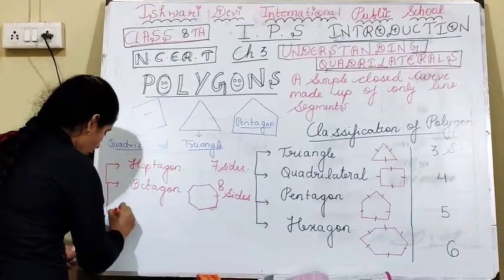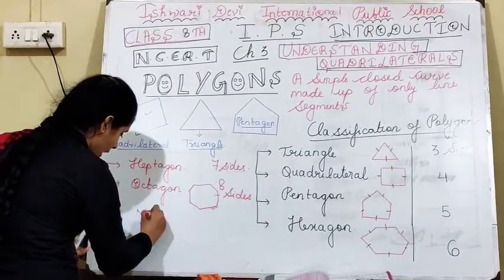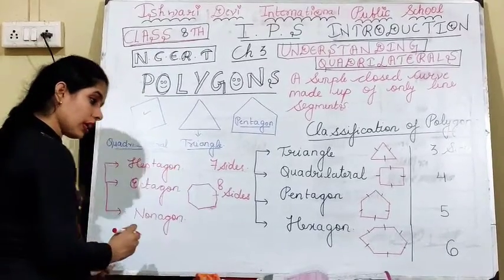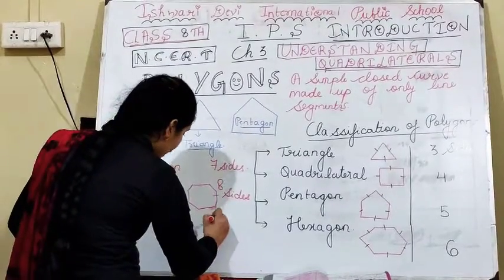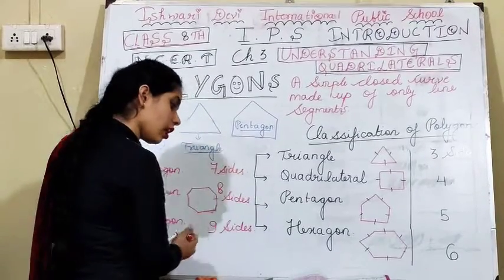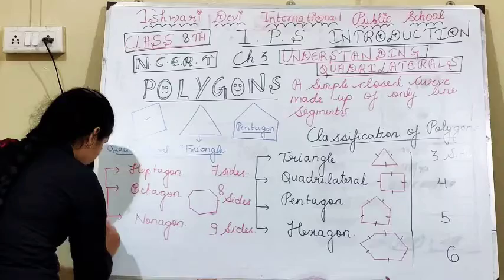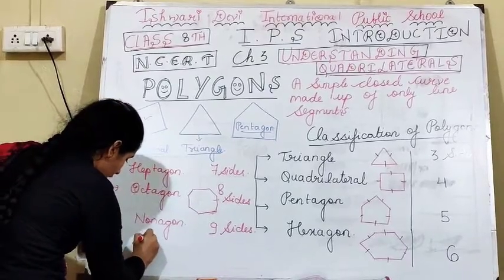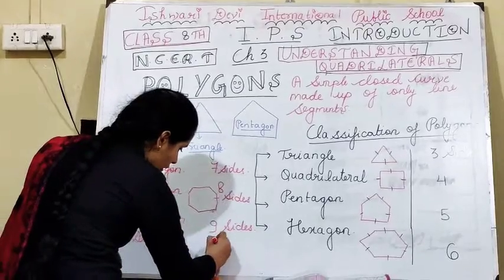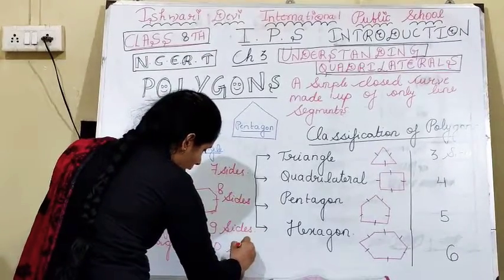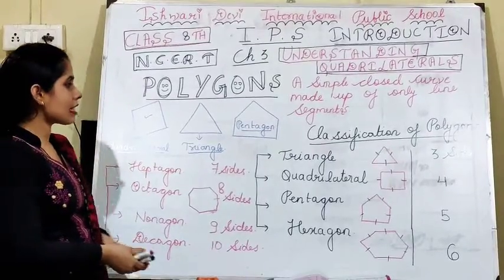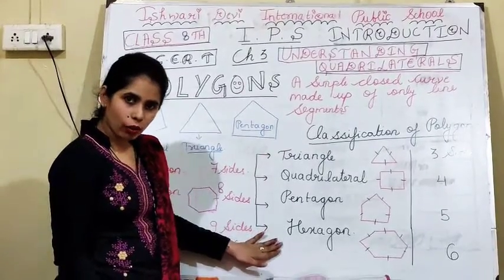Next it is nonagon. How many sides does a nonagon have? 9 sides, right? Nonagon is the one with 9 sides. And the next is decagon. How many sides does a decagon have? A polygon with 10 sides is known as a decagon. So this is the classification of the polygons.